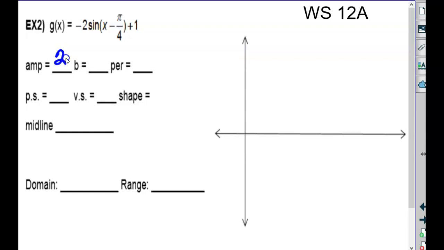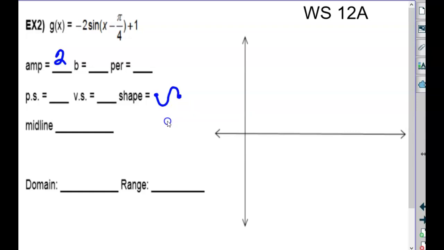Amplitude is always positive 2. Be careful that you write it that way or it'll be wrong. And the shape is going to do what, Jacob, because of that negative? Yes. So sine usually starts at the midline and goes up. This one's going to start at the midline and go down like this. Remind me of that because I'll get it wrong later.